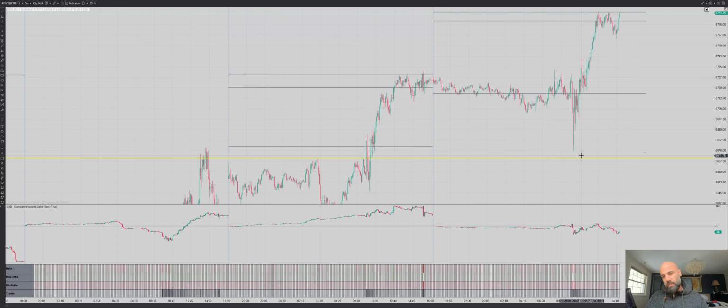Anyway, so that was just documenting the thought process and the things that I did well and all that sort of thing. Today was a sick trade. I think this was like a 40-point trade that I grabbed. So yeah, that's the idea.